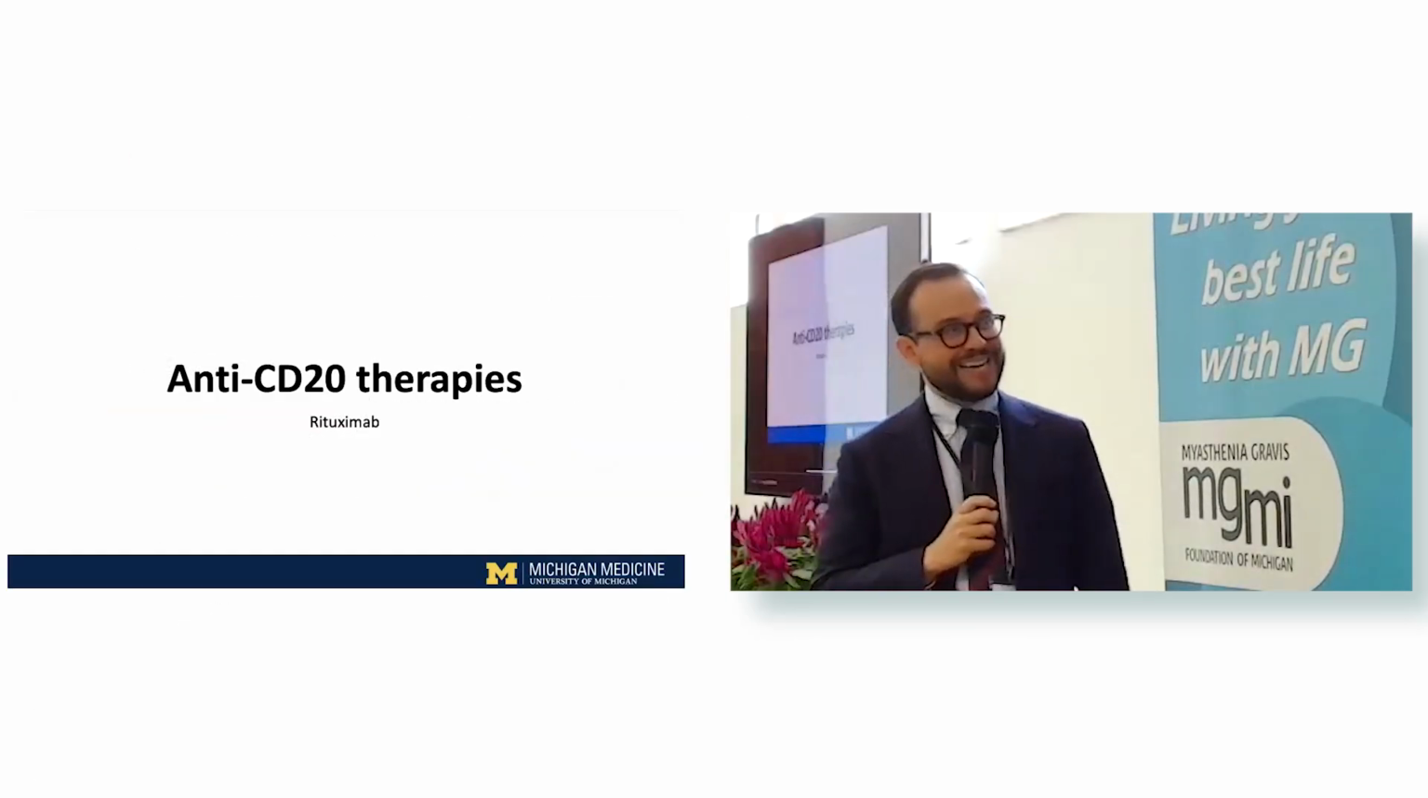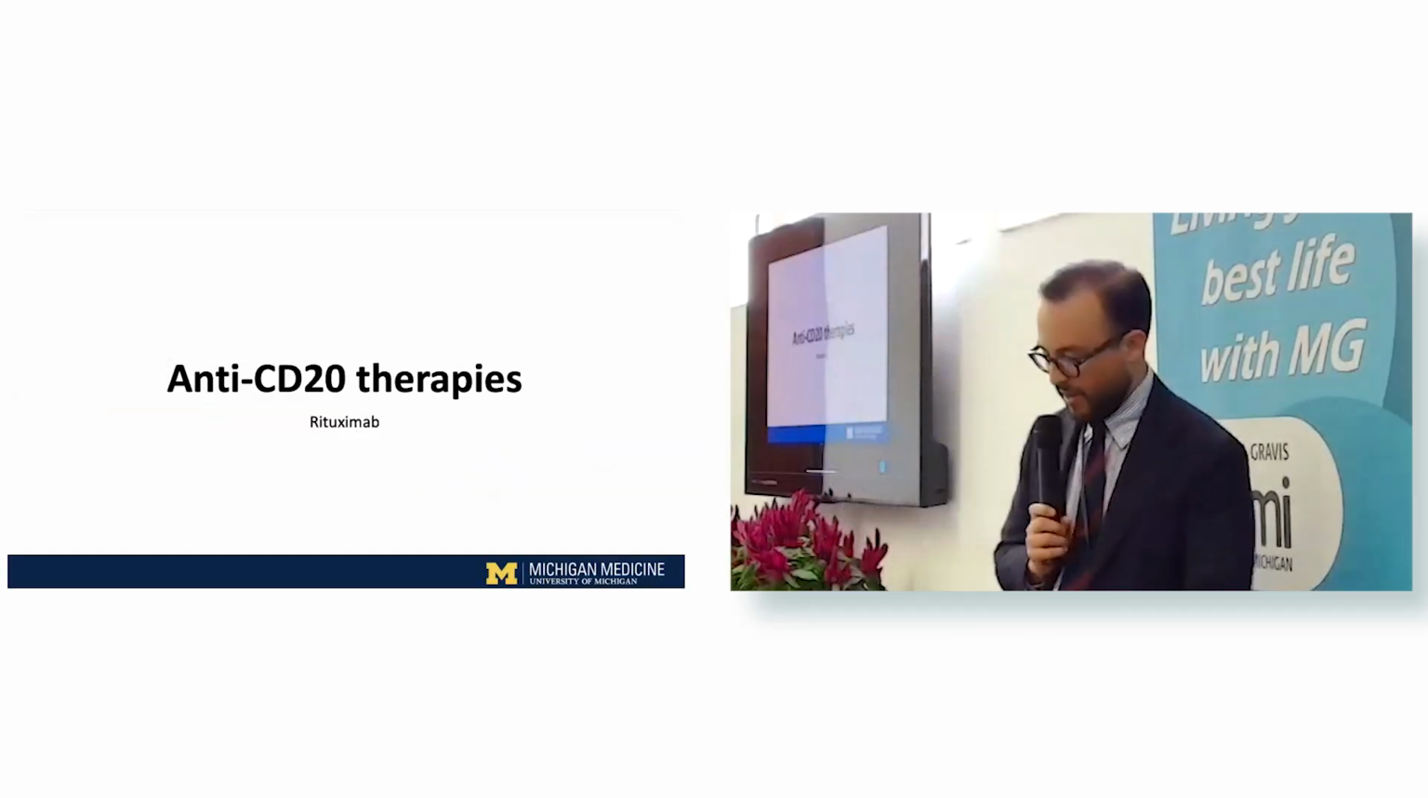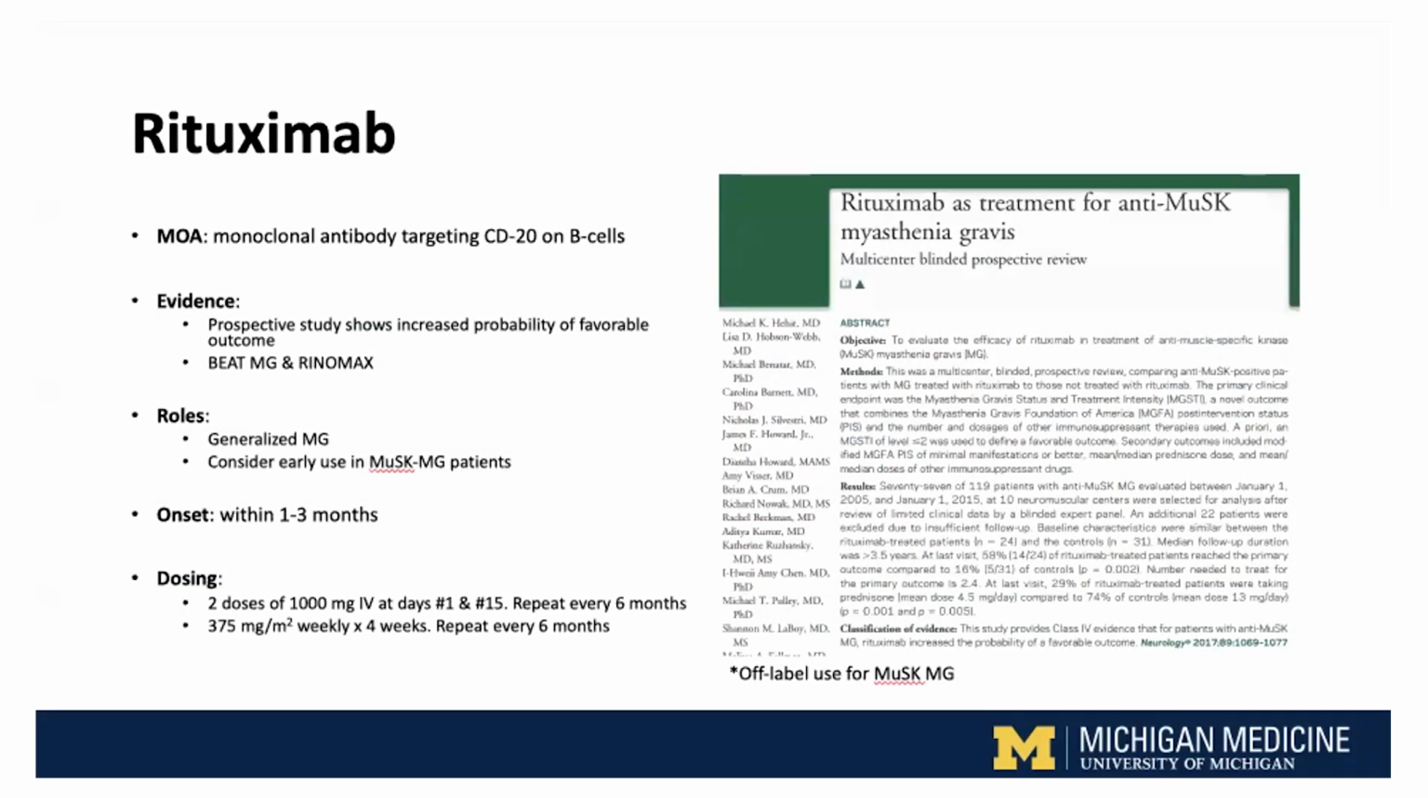So I want to talk about anti-CD20 therapies, rituximab in particular. Rituximab has been around for a long time, and it's been used in acetylcholine receptor antibody myasthenia gravis, but it also is very, very helpful, we know, for most antibody myasthenia gravis. It does target, like I mentioned, anti-CD20. CD20 is a receptor on B cells. Those are a type of white blood cell in the body, and it helps to deplete those cells making the antibodies that cause myasthenia gravis.